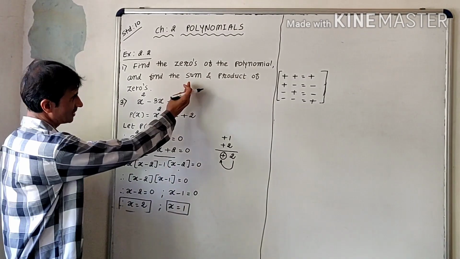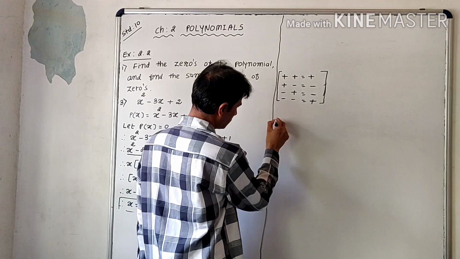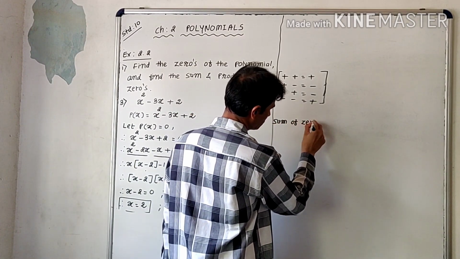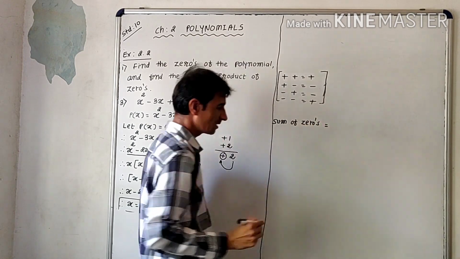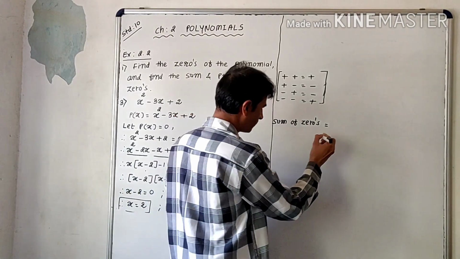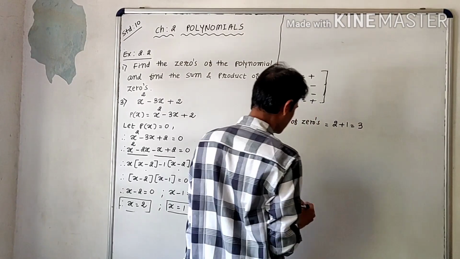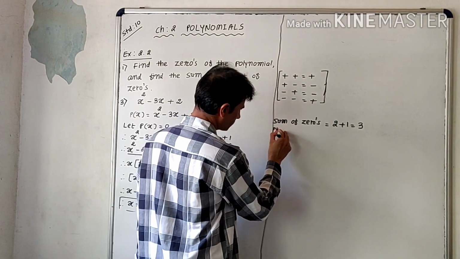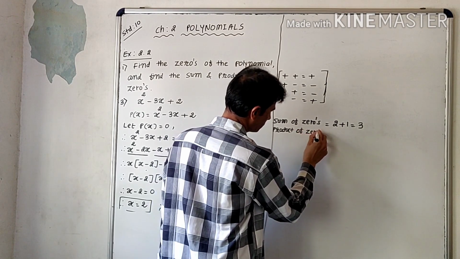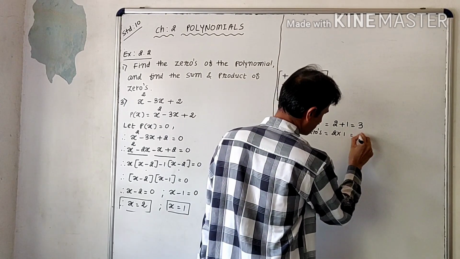I want to find the sum and the product of the zeros. The sum of the zeros: here the first zero is 2 and the second zero is 1. So I want to add them. 2 plus 1 is equal to 3. And the product of the zeros is equal to 2 into 1 is equal to 2.